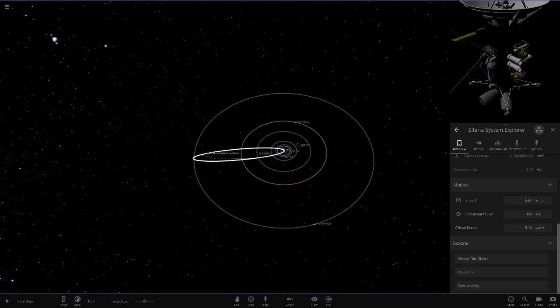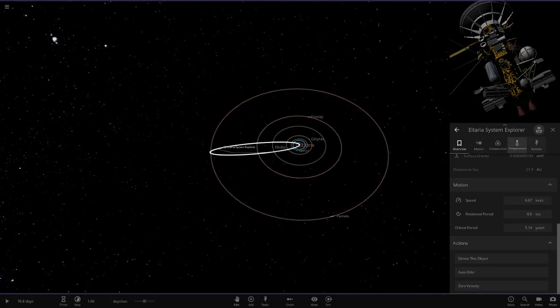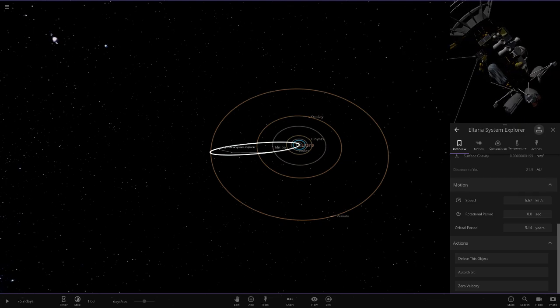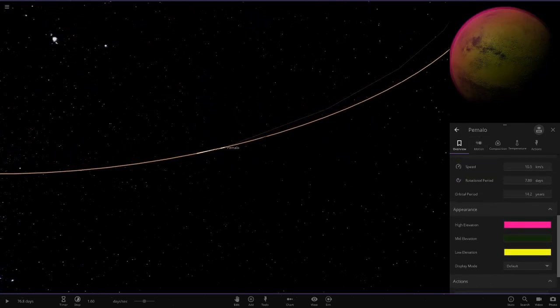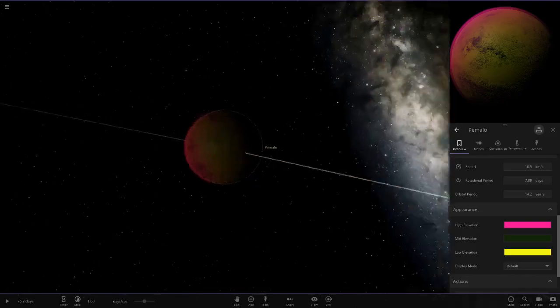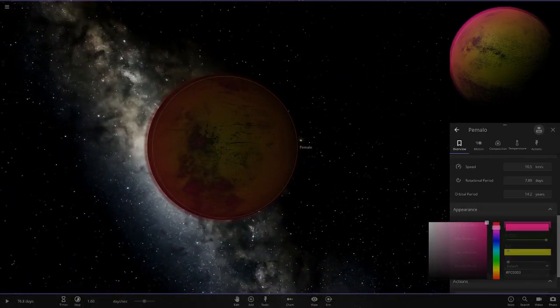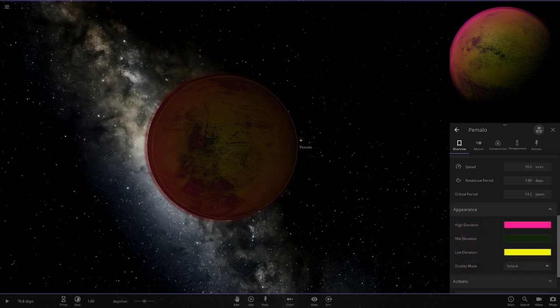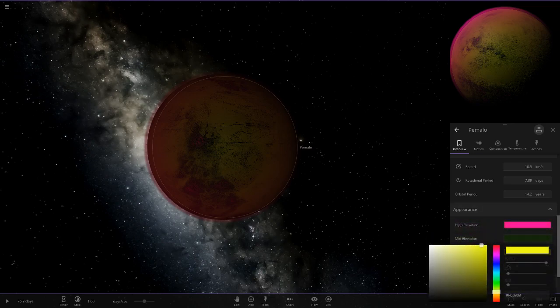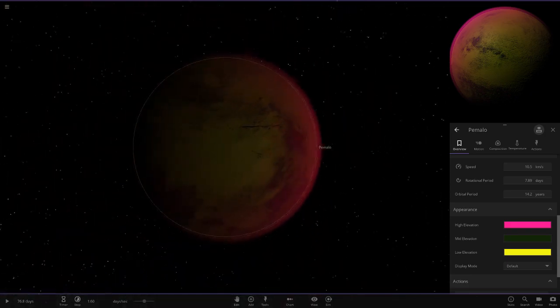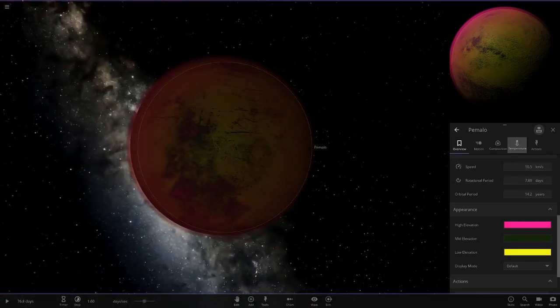So the next one is actually the probe here. So this is the System Explorer. So yeah, there we go. And then the last object here is P. Mallow over here, and this is going with a pretty exotic color as well. So look at that. It's got high elevation is a very hot pink there, mid elevation is a dark green, and then it's got a bright yellow as the low elevation. So it's a pretty exotic looking world.